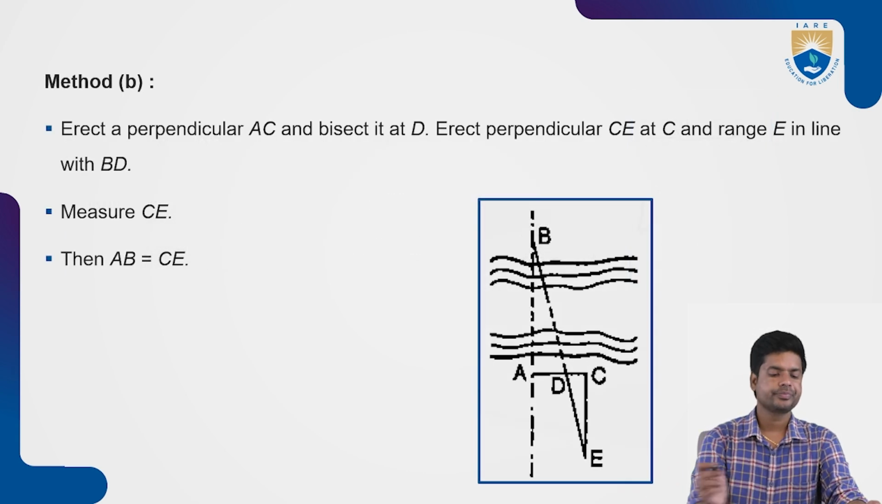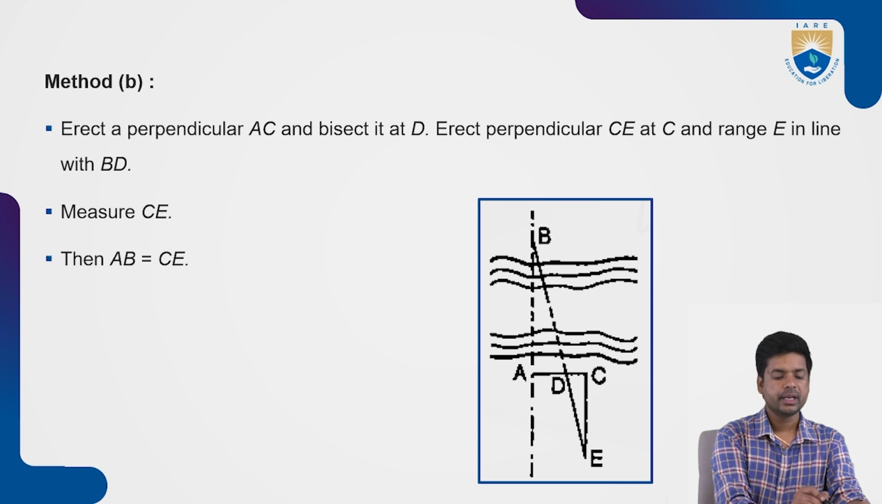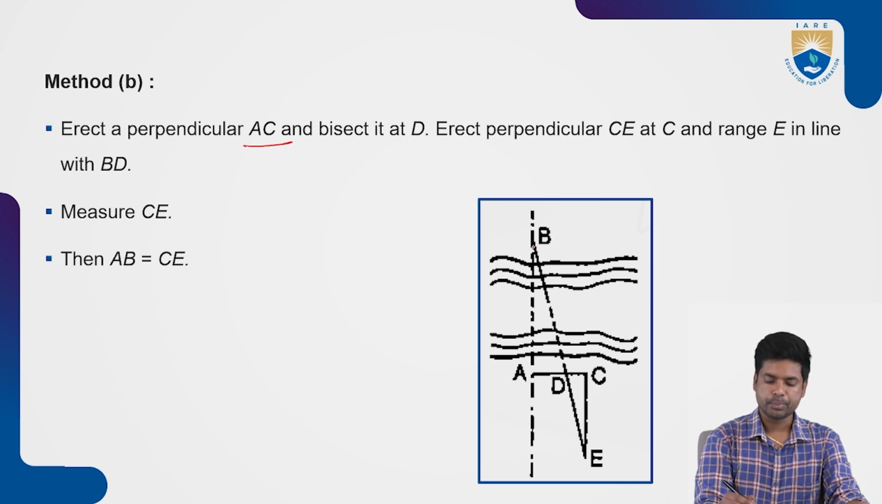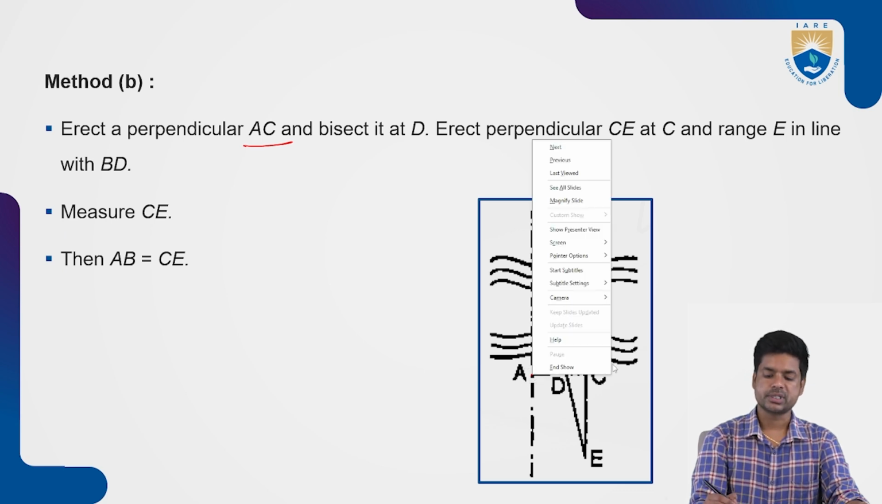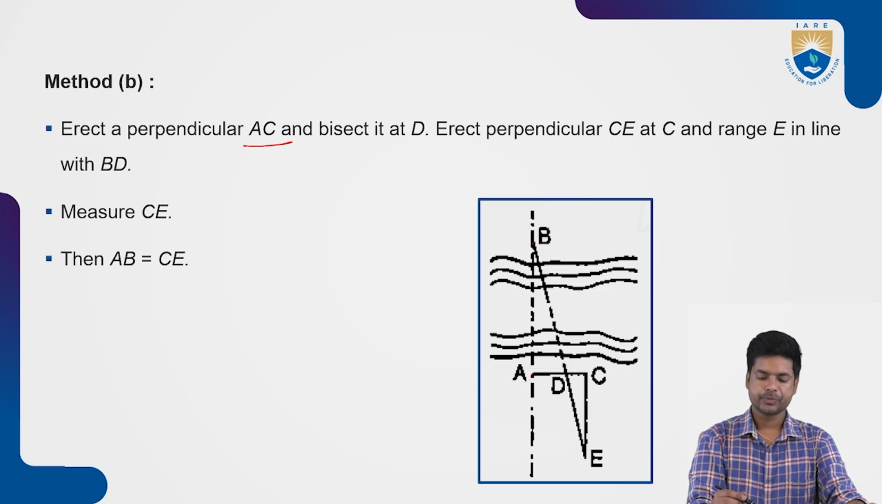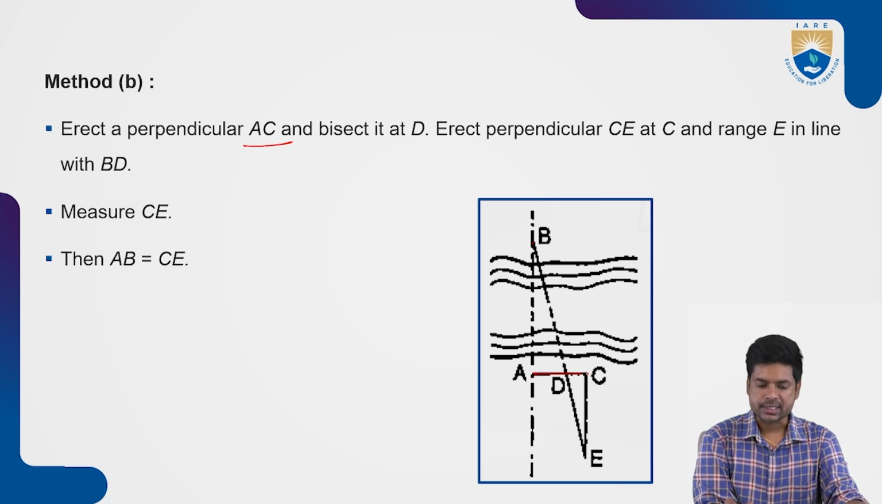Now another method. Same here again, two points are selected on either side of the obstacle, point A and point B. Now erect one perpendicular line AC from point A, and bisect it at D. After drawing the perpendicular line AC, just bisect it at point D at the center.